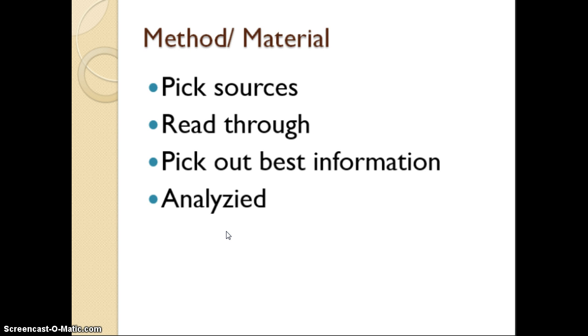Method and material. Firstly, 3 pages were chosen. They were read through and the information was taken from them to build a text about anorexia nervosa. The sources were then analyzed and looked at. Were they okay?